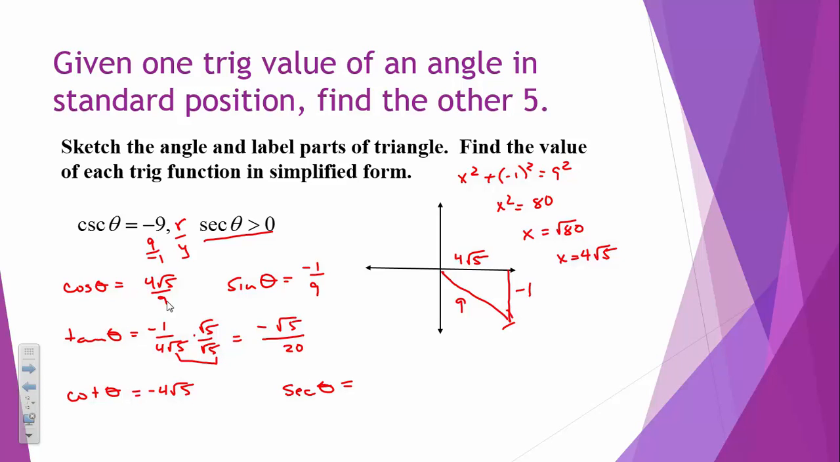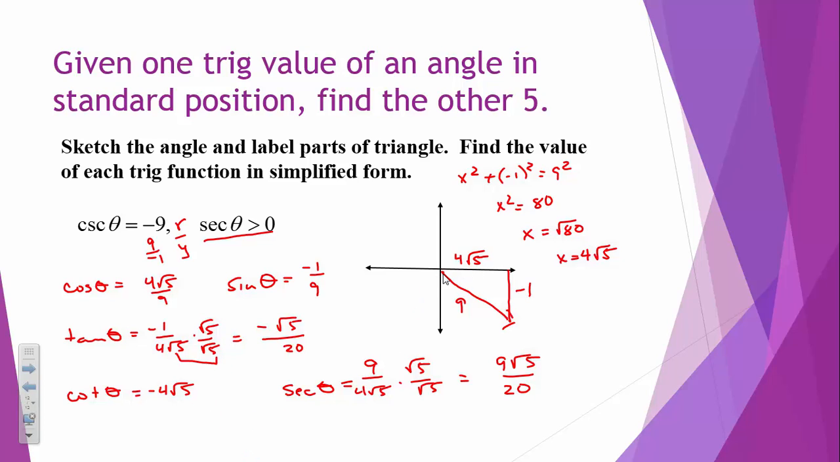Secant is the reciprocal of the cosine, so that's going to be the r value over the x value. I need to rationalize. Multiply by radical 5 over radical 5. I get 9 radical 5 over 4 times 5, over 20. So those are my 5 trig functions that I had to find.